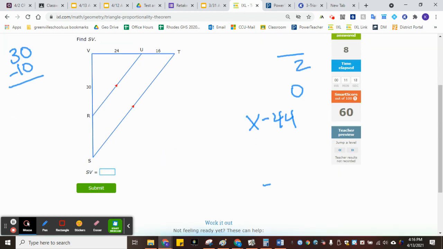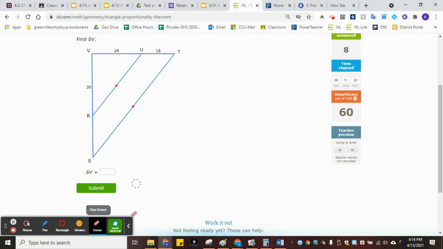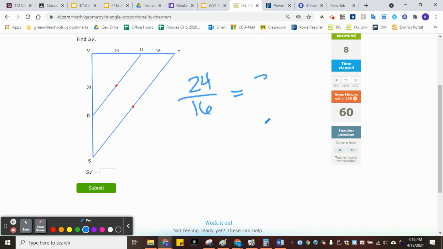So look for shortcuts. See if you can see the pattern before you have to do it. 16 to 24 is not as easy a pattern, so write it out. 24 over 16 has to be proportional to 30 over something. But look at your answer up here. Be careful. When we find our answer x, that's not what we're looking for. We're looking for the whole proportion.